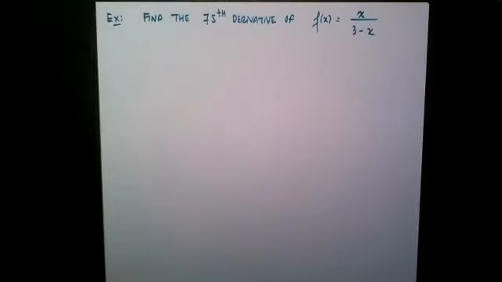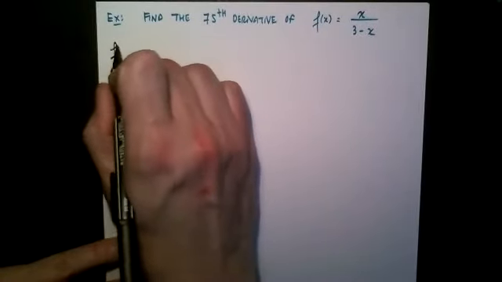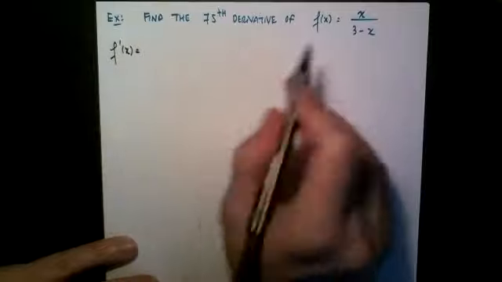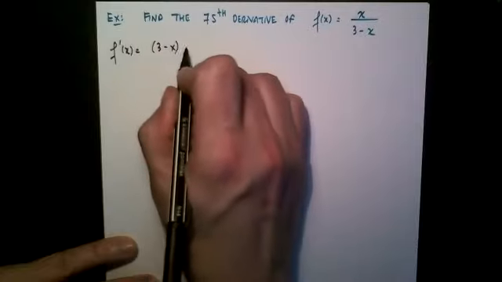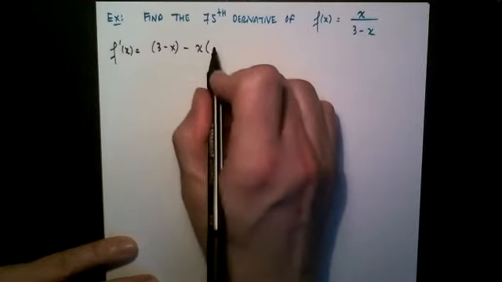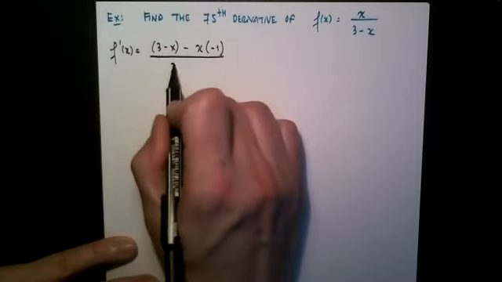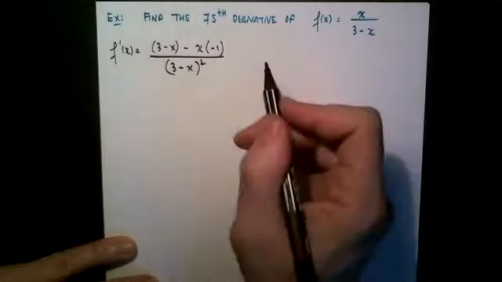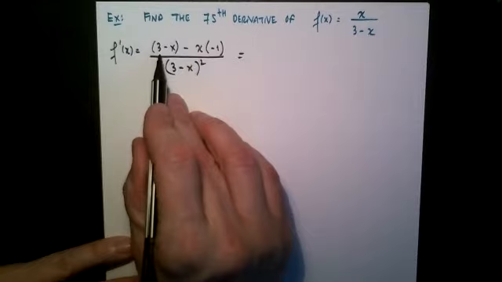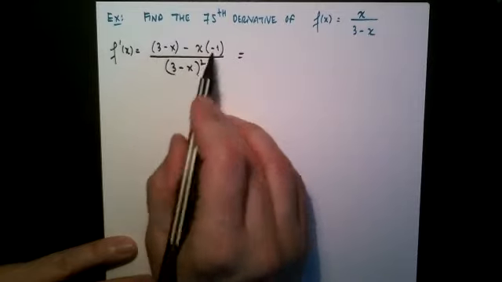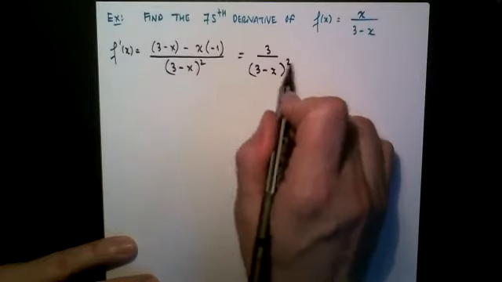So let's start finding derivatives here. First derivative, so we'll do the quotient rule, derivative of top, which is 1 times bottom, minus the top times the derivative of the bottom, which is minus 1, divided by the bottom squared. Okay, and that is, if you simplify, you get 3 minus x plus x is just 3 over (3 minus x) squared.